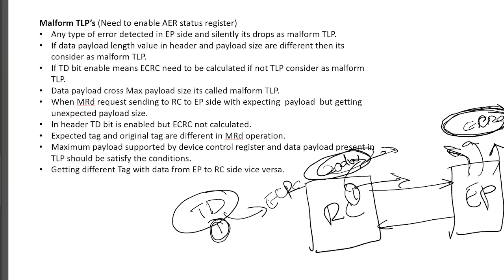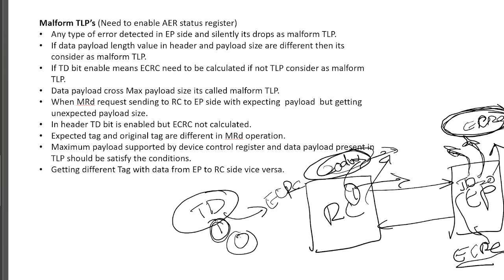Another scenario is where the TD bit is 0, so the RC doesn't want to calculate any CRC values, but by default the RC still calculates the ECRC. Once it is received at the EP side, the TD bit is 0 but the ECRC value is present. In that case also, we conclude that the TLP is an error TLP. We should not consider it on the EP side; EP will assume this is a malformed TLP.